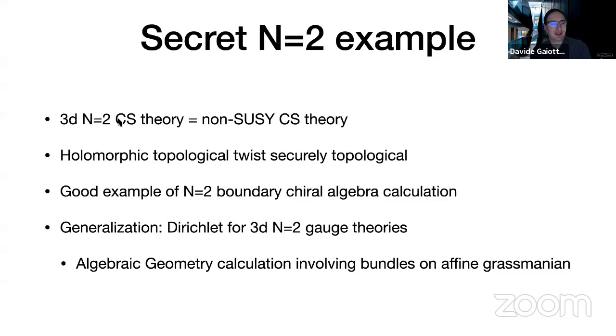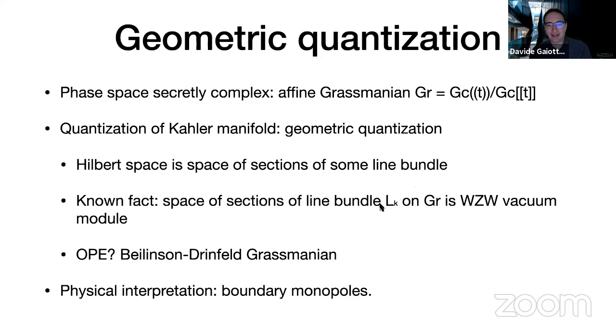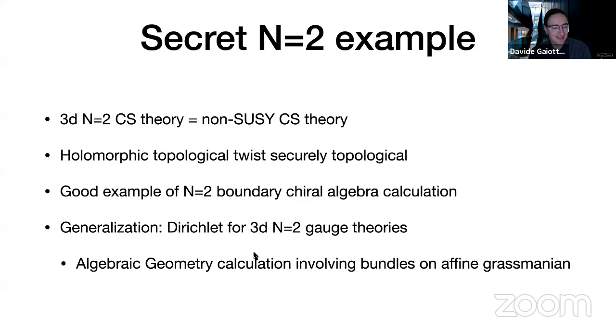But what's useful is that if you try to study the Dirichlet boundary conditions for 3D N=2 gauge theories with matter, which are not topological, you can still compute the boundary chiral algebra in a similar manner, except that this line bundle is replaced by some sheaf which encodes the matter boundary local operators. And so this is a nice example of the slogan I was proposing in the previous talk, that you should use algebraic geometry to do calculations in these twisted gauge theories.